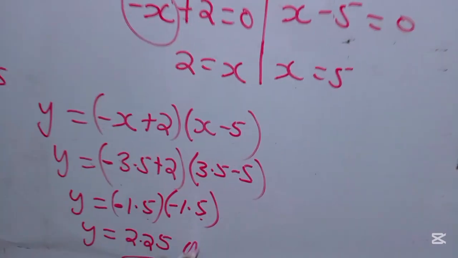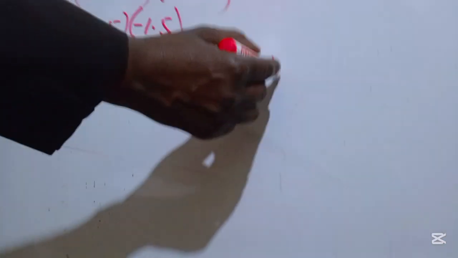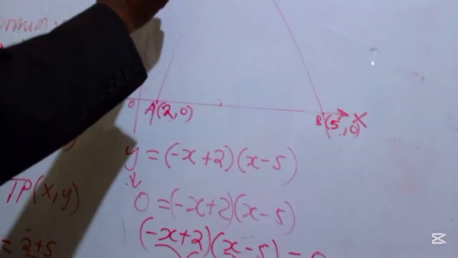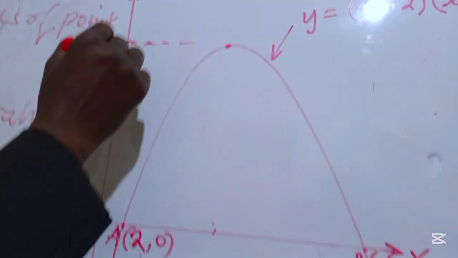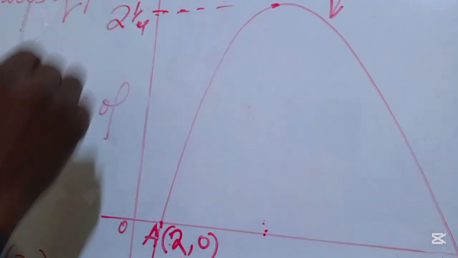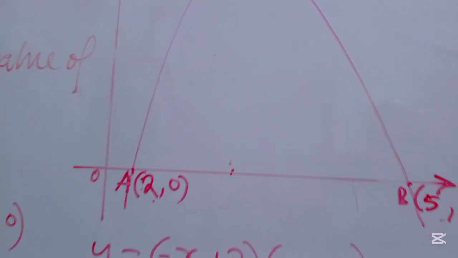Or the other one would say it is 2 and this is just a quarter, 1 over 4. So meaning that here it was at somewhere there at 2 and a quarter. This was the value of y. So we have found the maximum. I hope you have enjoyed.